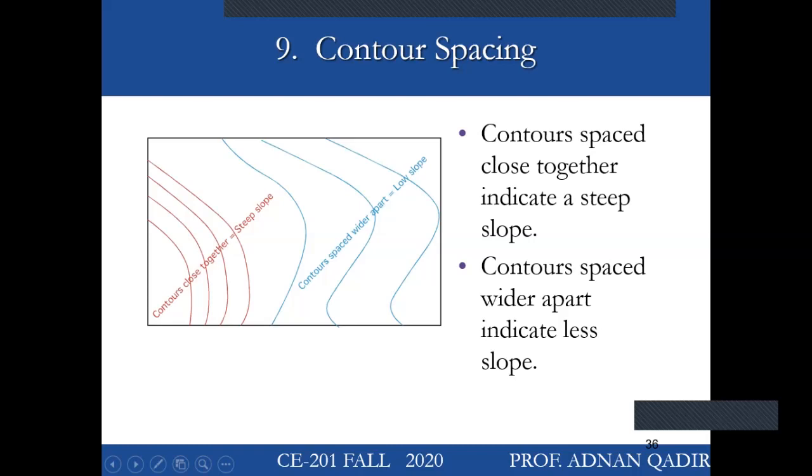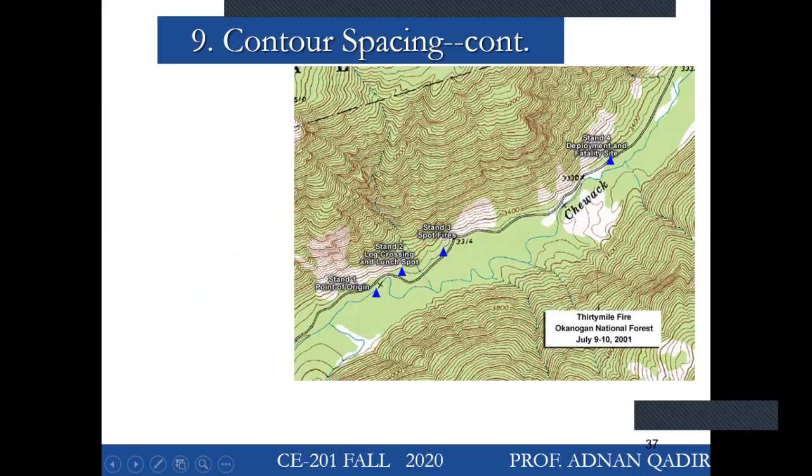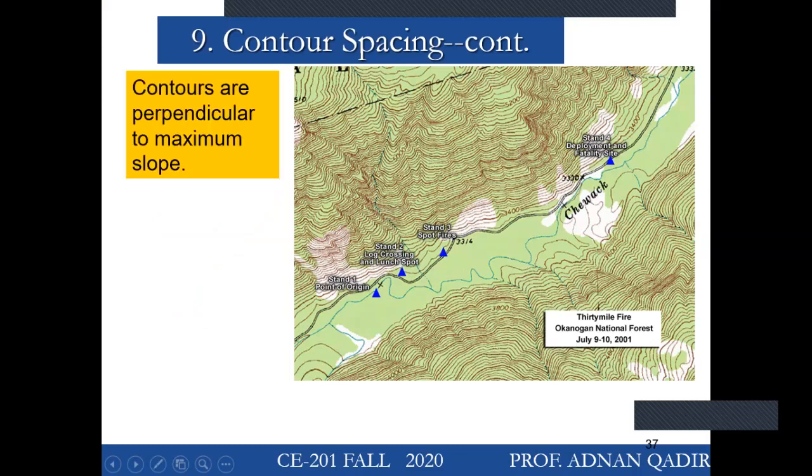Contours spaced wider apart indicate a gentle slope. Contours spaced close together indicate a steep slope. Now, if you compare this contour with this contour, obviously this has the steeper slope and this has the lower slope. Like this, they are very close together. And then the contours are perpendicular to the maximum slopes, like this.